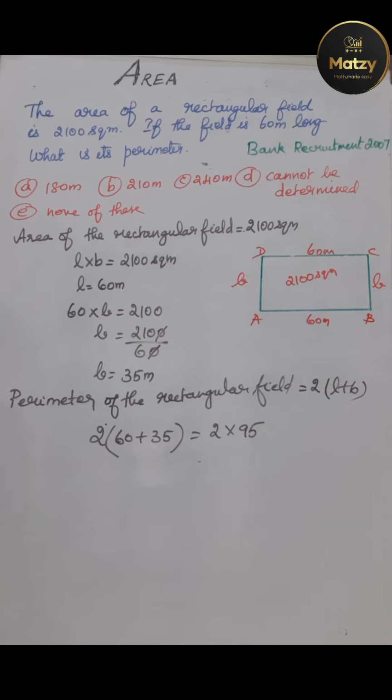Now, we will do one more problem from the book Quantitative Aptitude by Dr. R.S. Agarwal. This question they asked during the year of 2007 in bank recruitment exam. The area of the rectangular field is 2100 square meters. If the field is 60 meters long, find its perimeter. That is the question. 4 options are also given.